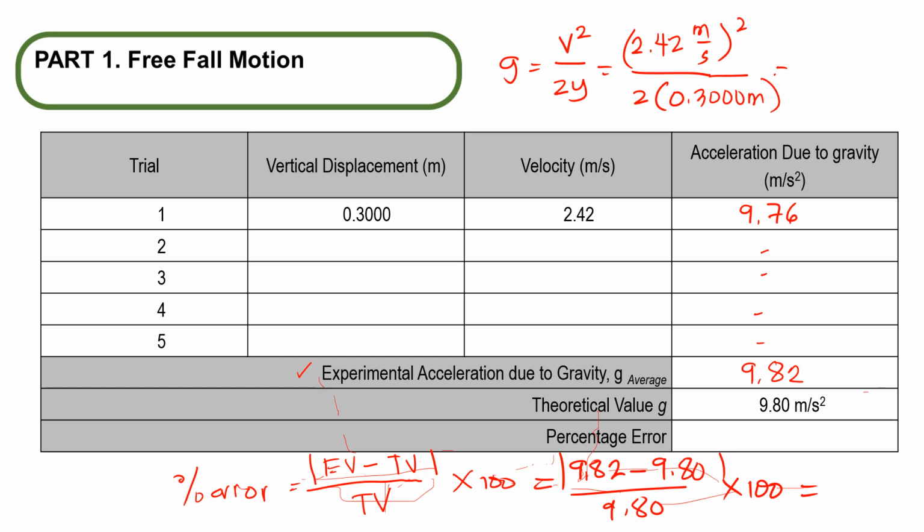So the value is equal to, again, 9.82 minus 9.80 and then divide by 9.80 multiplied by 100. So the percentage error here is equal to 0.20, so this one is equal to 0.20%. Okay, so this is the percentage error. This is the first part of the experiment.